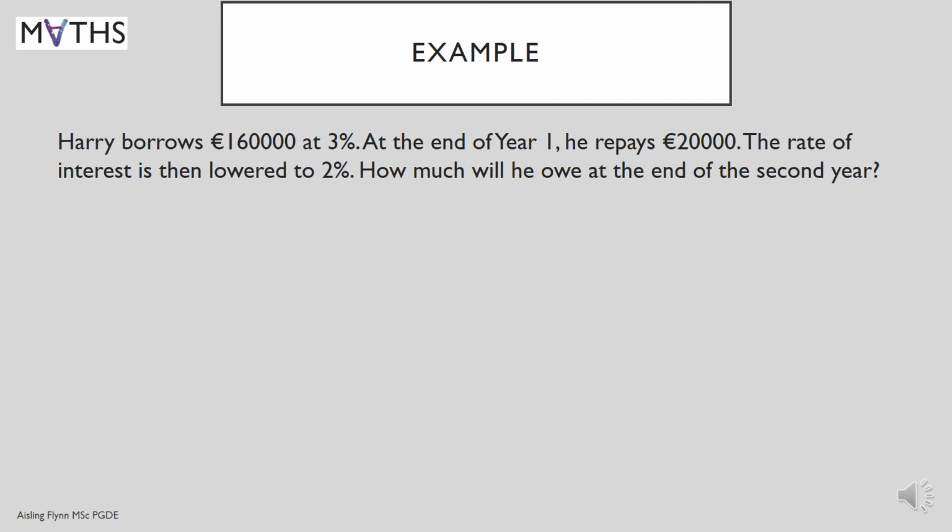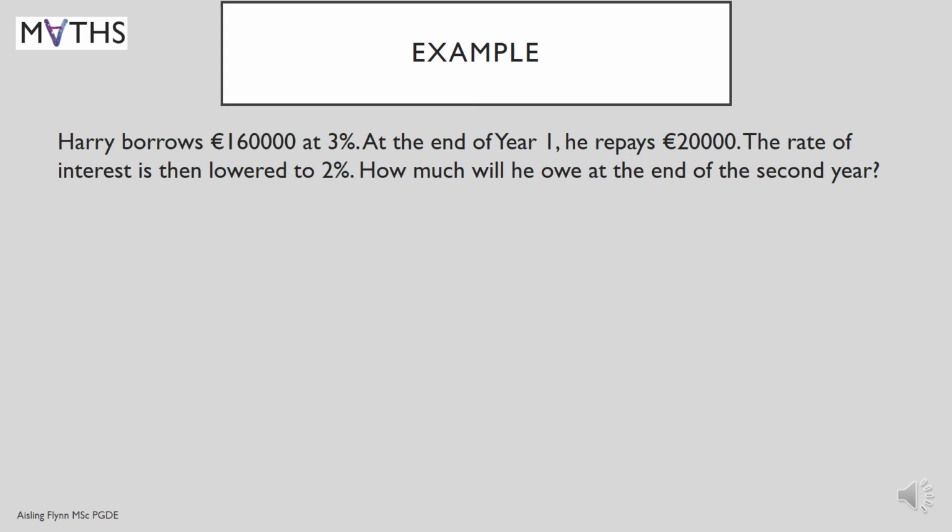Another example. Harry borrows 160,000 at 3%. At the end of year 1 he repays €20,000. The rate of interest is then lowered to 2%. How much will he owe at the end of the second year? Now the first thing I notice here is that he makes a repayment after 1 year. So we cannot use the formula for this one. We'll take it on a year-by-year basis.